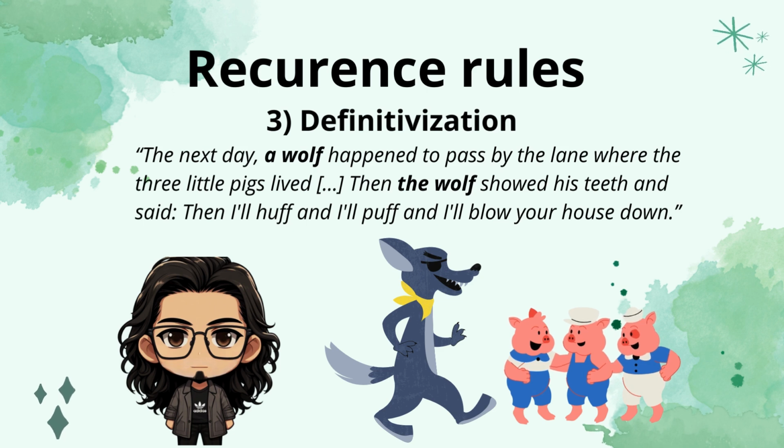A third recurrence rule found in this story is definitivization. This occurs when a noun initially introduced using an indefinite article later appears with a definite article. In the 3 little pigs, for example, the big bad wolf is introduced as a wolf that happened to pass by the lane where the 3 little pigs lived. However, in the following sentences, he's referred to as the wolf.